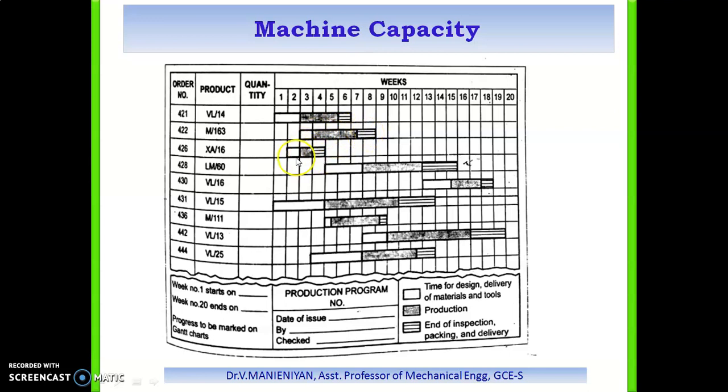Similarly, a program loading chart is mentioned here. It differs for different products and is based on the preparations, and from that the machine capacity is identified.